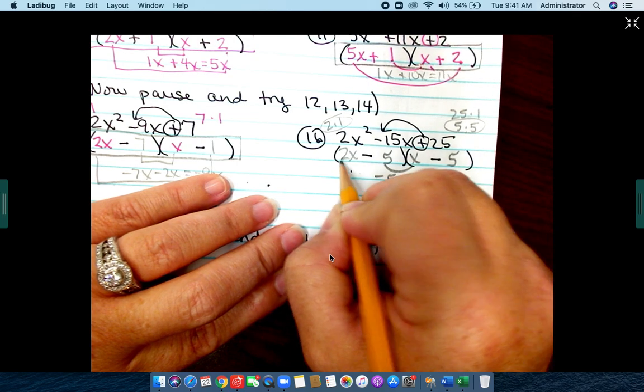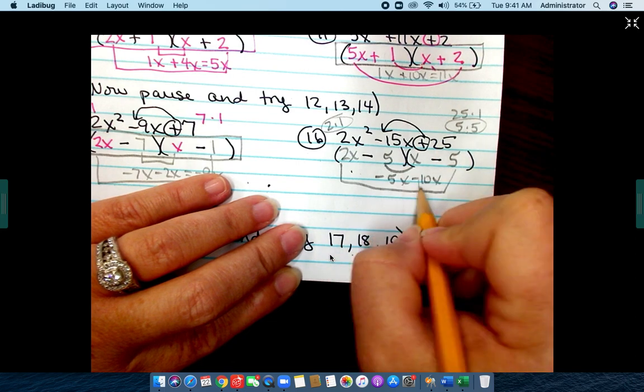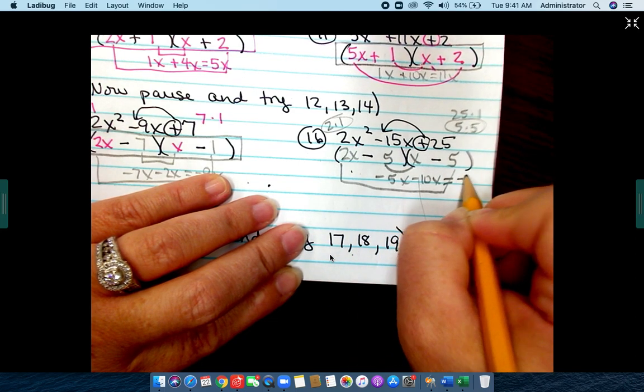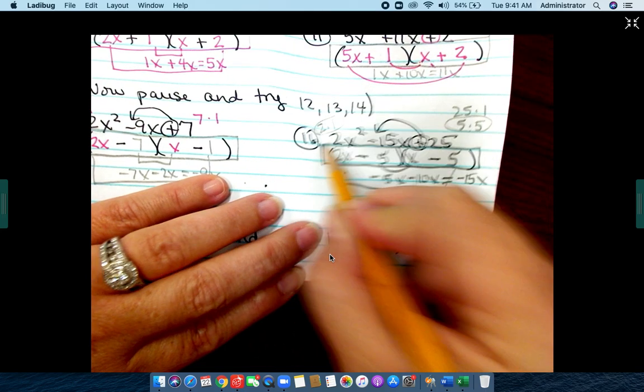Negative 5x, negative 10x, negative 5 minus 10 is negative 15x. Yay. So this is correct.